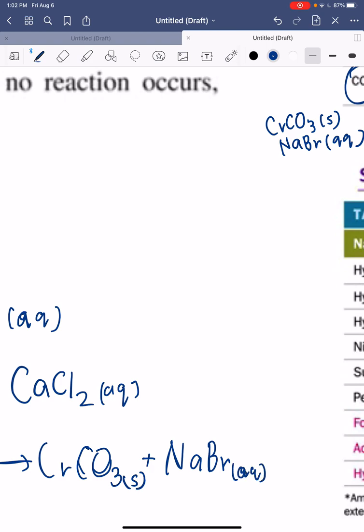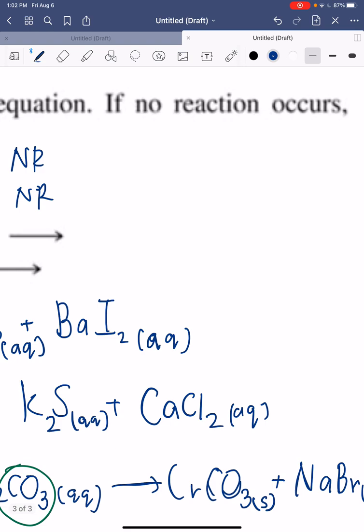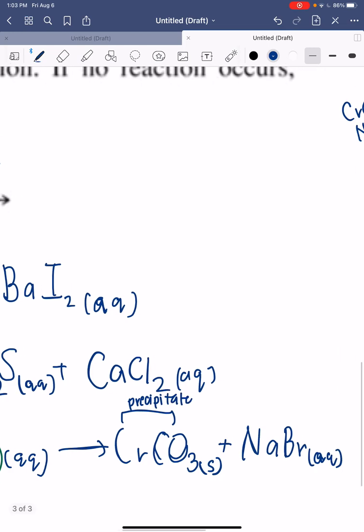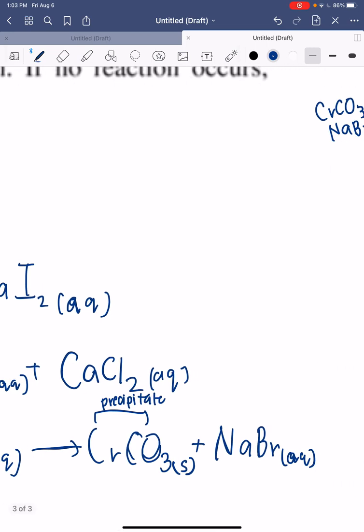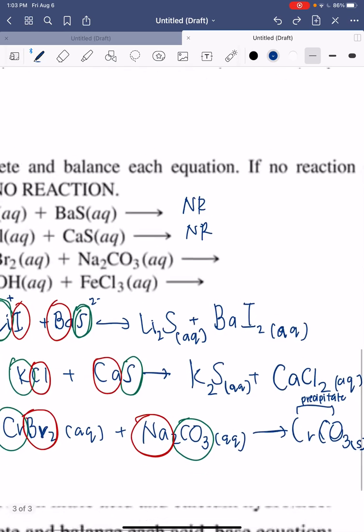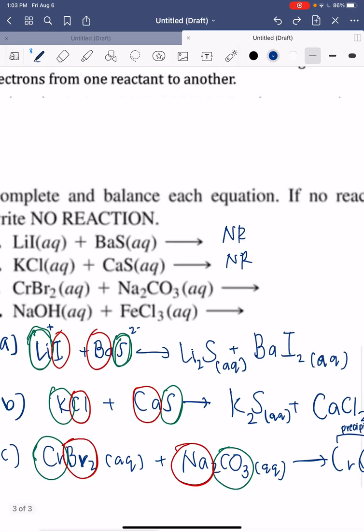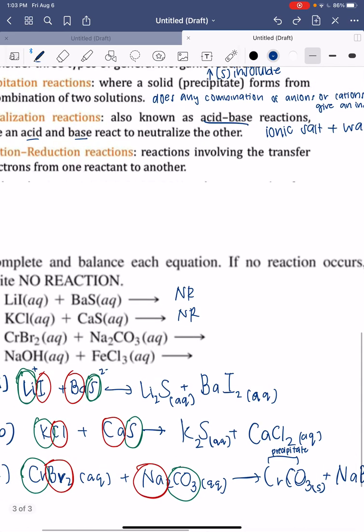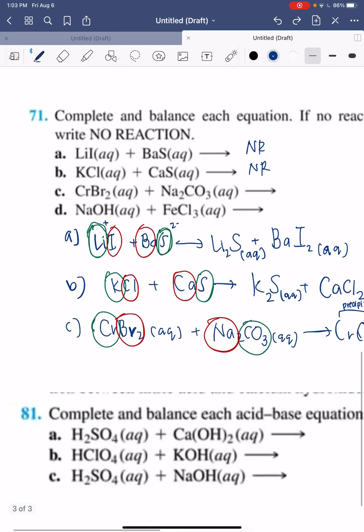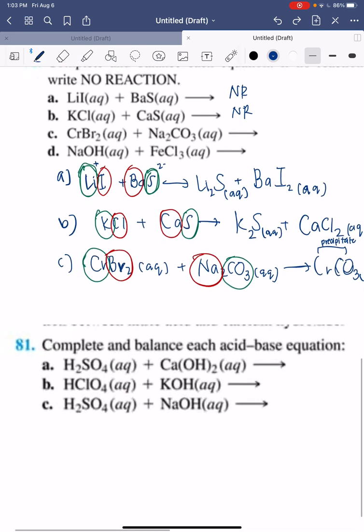Does a precipitation reaction occur? Yes, it does. We know that because one of the products is insoluble. This is our precipitate. It's a solid in water. It falls out of the reaction. This is aqueous. It dissolves in water into its respective ions, and a reaction does occur. For the sake of time, I'm not going to balance this since we reviewed that in another module, and I'm going to move on to explaining acid-base equations.